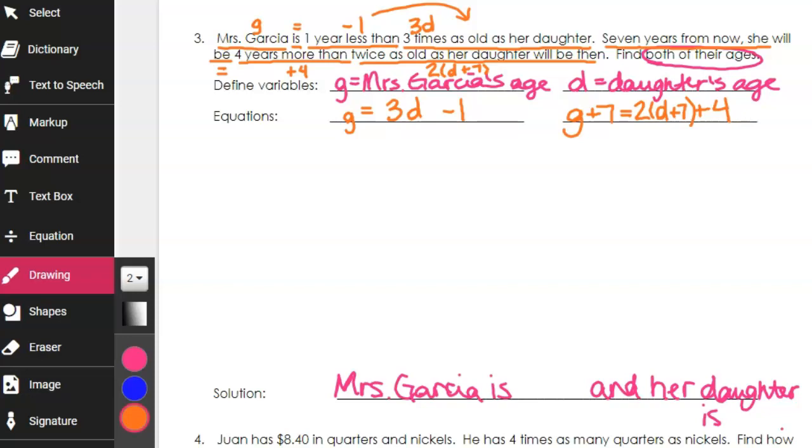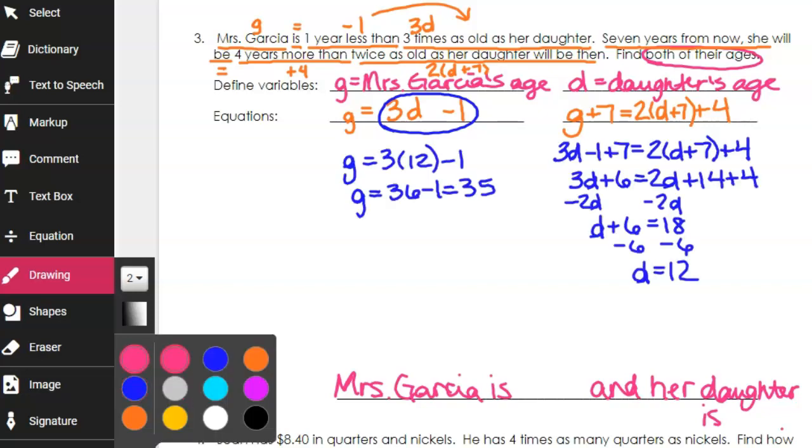So what I'd like for you to do now is pause your video. This is set up for substitution. So I'd like for you to try to substitute and figure out Mrs. Garcia's age and her daughter's age. Pause your video and try to solve the system.